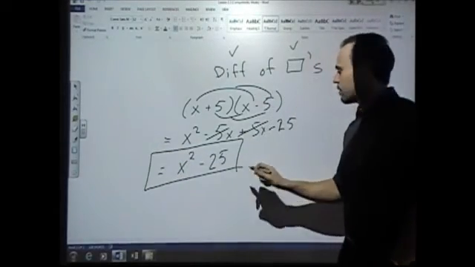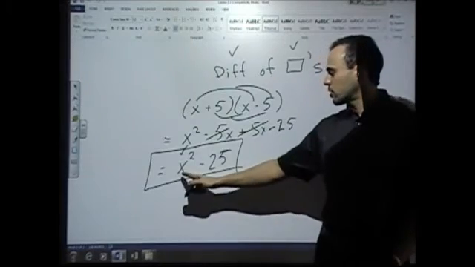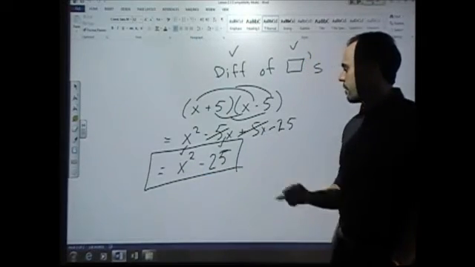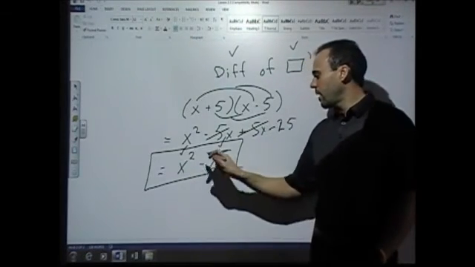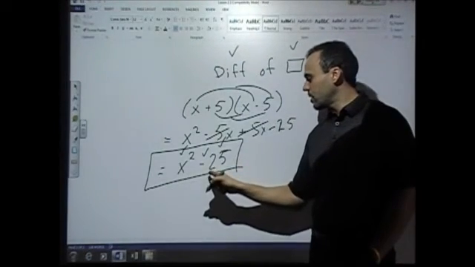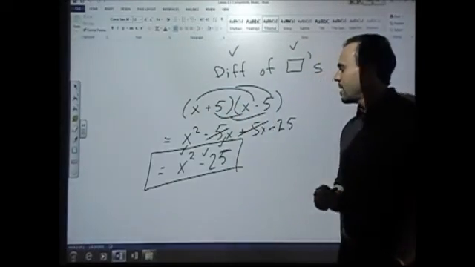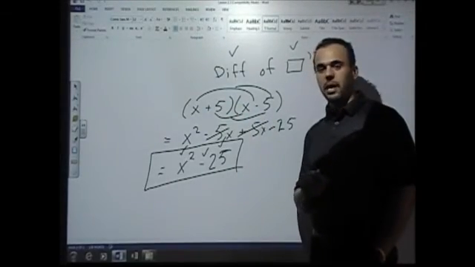And this is a difference of squares. Why is this a difference of squares? Because this is a perfect square, the square root is just x. This is a perfect square, the square root is just 5. And there's a negative sign in the middle. So if you ever see something like this, it comes from two brackets that look exactly the same, except one has a plus, one has a minus.